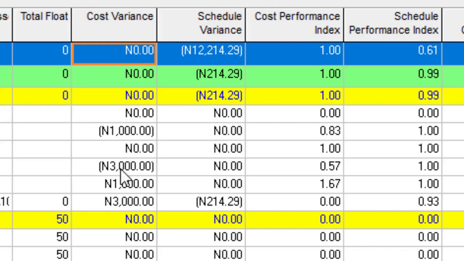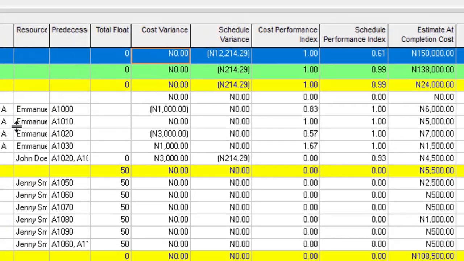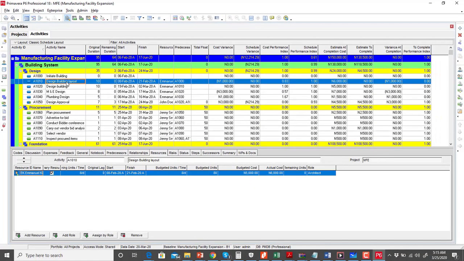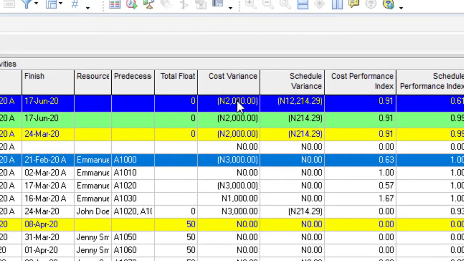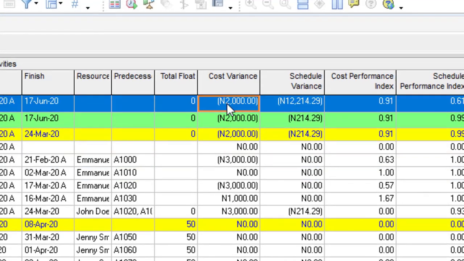Now let's do a bit of tweaking here so that we can see what will happen if the cost variance for these activities is different. So let me select this design building layout. Instead of an actual of 6,000, I report an actual of, let's say, 8,000, and then I hit enter. Okay, good. So watch what happens. You notice that the cost variance for the project changes to negative 2,000, because in total we're now over budget with respect to this project by about $2,000, or naira as the case may be.